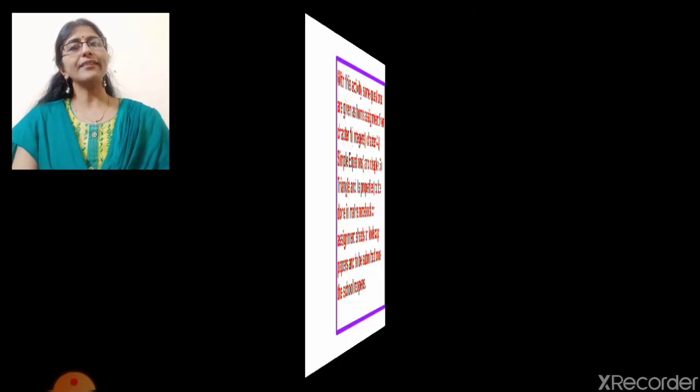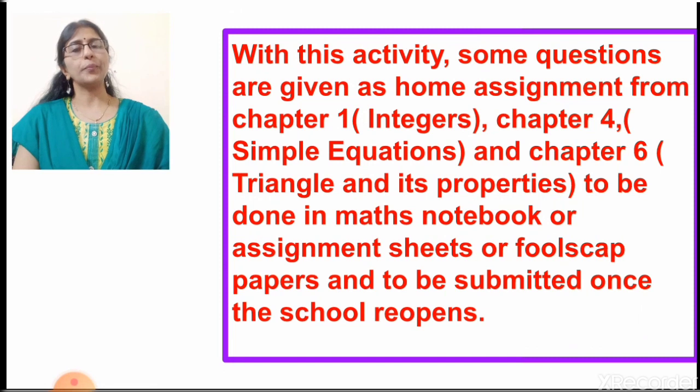Now this is the end of the writing work that you have to do. With this activity, some questions are given as home assignment from Chapter 1, Chapter 4 and Chapter 6. Chapter 1 was integers, which you have learned. Chapter 4 is simple equations, and Chapter 6 is triangle and its properties, to be done in maths notebook. If you have made any maths notebook, or last year's maths notebook with pages in it, you can write in that, or assignment sheets or full-scape papers. Whatever you have at home, you can use it for doing the home assignment, to be submitted once the school reopens.